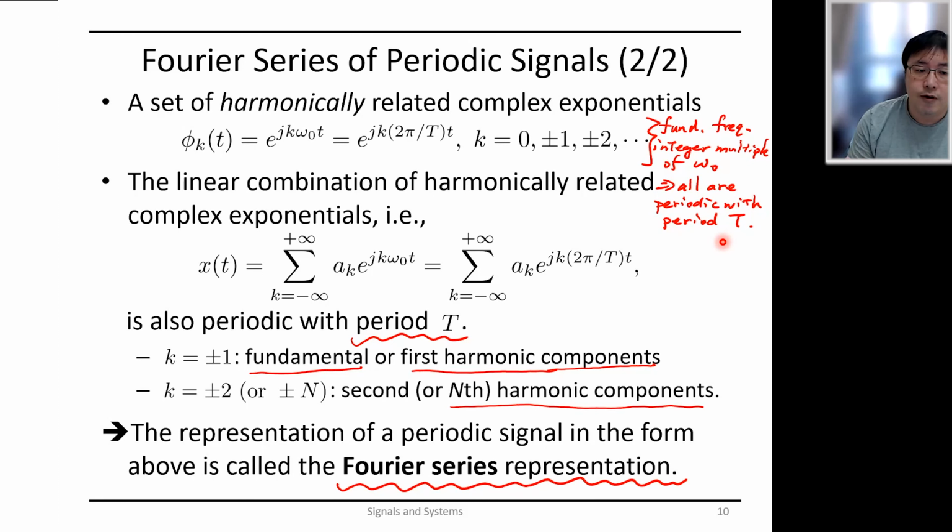Okay. So therefore, if you take the linear combination of these harmonically related complex exponentials, then this linear combination, let's call it signal x of t, must also be periodic with period capital T. All of these individual components are periodic with period capital T, so if you take the linear combination of them, they together will also be periodic with period T.